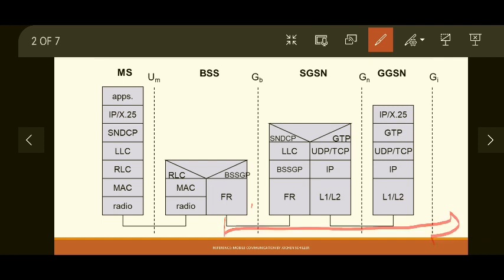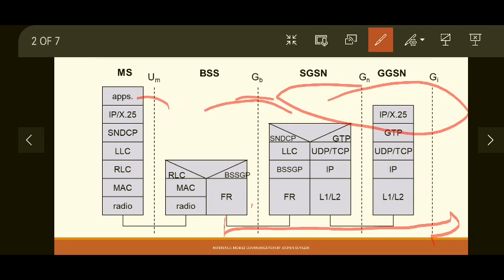This is wired network. So when there is a communication between SGSN and BSS, that will be wired, but BSS has to communicate through wireless interface as well. So whatever data and whatever format that is followed in this particular wired network, that format has to be converted here. That will be done by SNDCP and communicated via BSSGP. We will see details of all these protocols in the video.